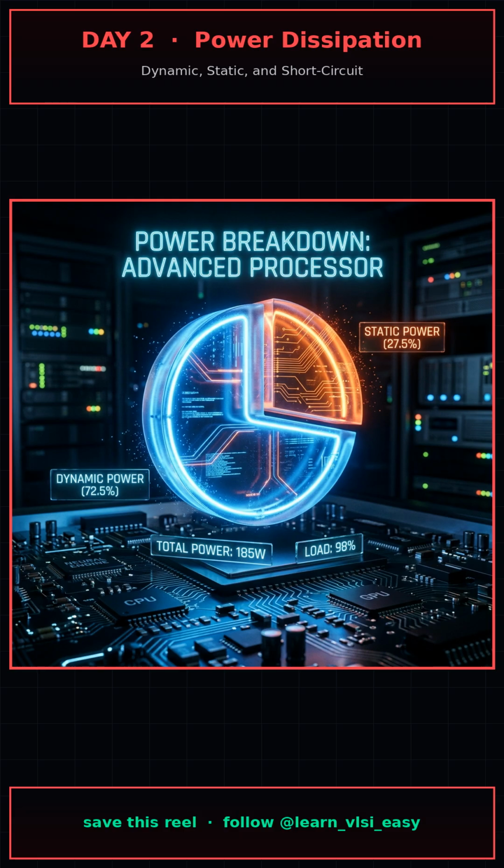However, when the chip is active, the most dominant component is usually dynamic power. This is the energy expended to physically charge and discharge the parasitic capacitors on the wires and transistor gates. The formula is alpha times C times VDD squared times the clock frequency. Because the supply voltage, VDD, is squared in this equation, aggressively lowering the voltage is the most powerful weapon we have to reduce power consumption.